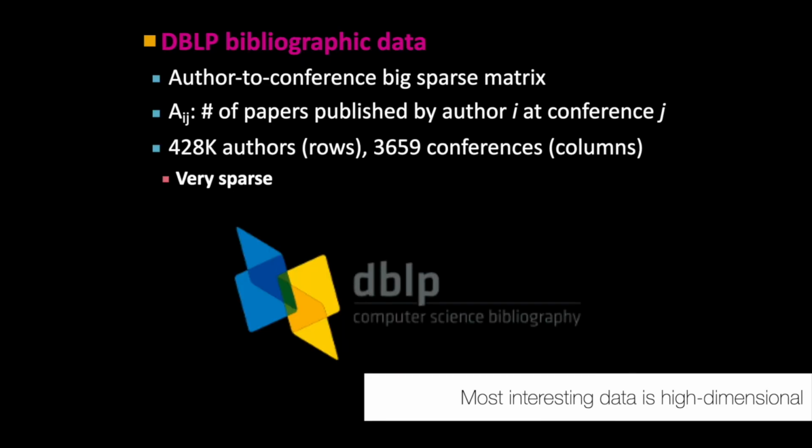But really, the vast majority of data that we will encounter, especially at web scale, is not going to be this 2-dimensional data. Most interesting data is, in fact, high-dimensional data. As an example from last week, we talked about the DBLP bibliographic data set that matches authors to conferences, where we have almost 500,000 authors and several thousand conferences. This is much higher dimensional data.